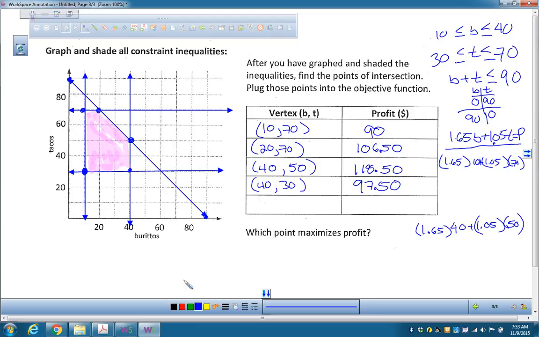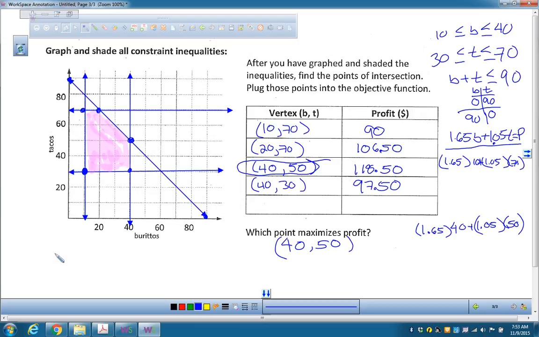Okay? Which point maximizes the profit? This one right here. So to answer the question, I should sell 40 burritos and 50 tacos. You see the way that works? It's kind of tricky though, setting up all the inequalities. Kind of tricky.